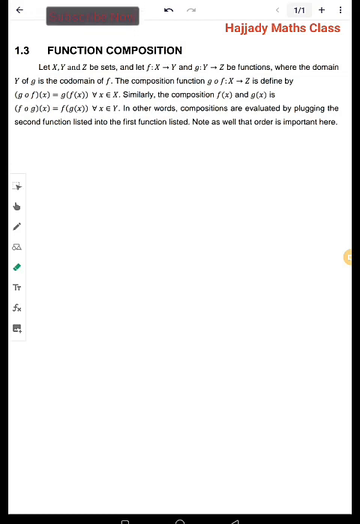Today, we'll be looking at functions and also limits. Today, we'll talk about the word function. Let X, Y, and Z be sets, and let f from X to Y and g from Y to Z be functions. So in a function, we have what is known as the domain, and we have what is known as the codomain.